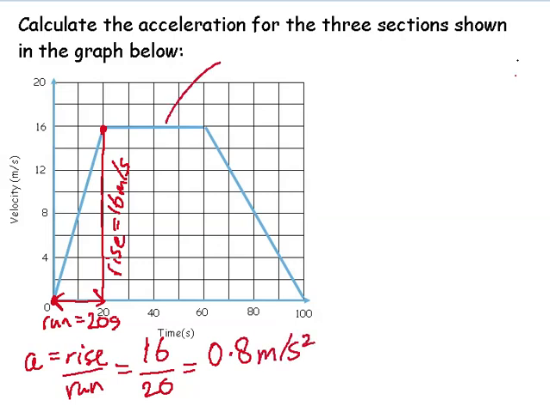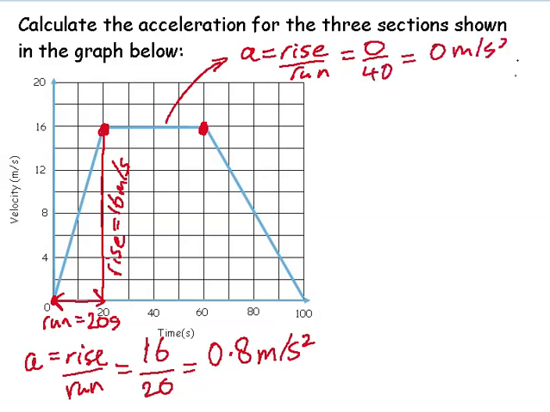For the next section here, acceleration is rise over run. Now, it starts off at a velocity of 16. It finishes at a velocity of 16. That line doesn't rise, so it would just be 0 divided by a run of 40, which gives us 0 meters per second squared, which we should expect because the velocity isn't changing. Constant velocity, therefore the acceleration is 0.